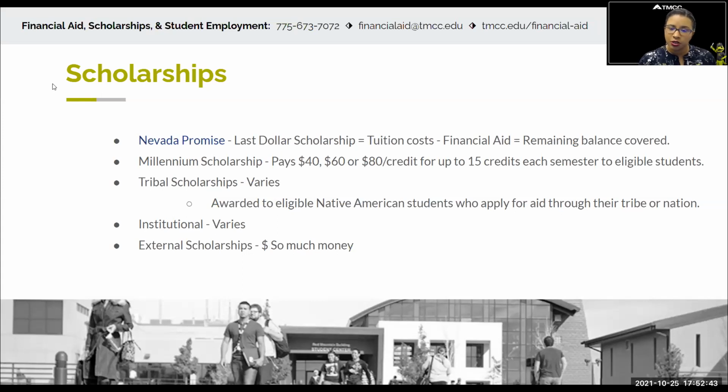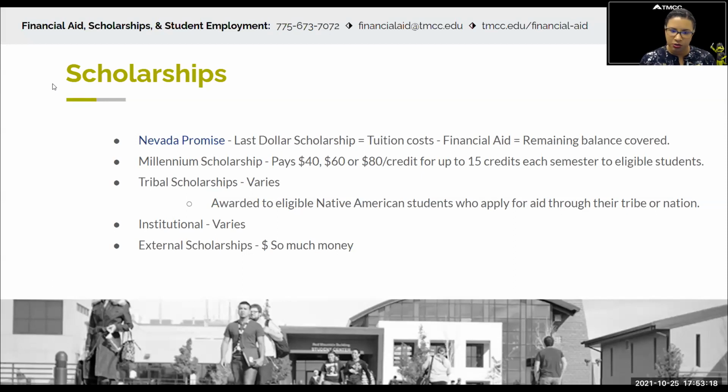Millennium Scholarship is also one of the pieces of financial aid that counts before the Nevada Promise. The Millennium Scholarship pays $40 at community colleges, $60 at universities, and $80 at state schools per credit for up to 15 credits. So at TMCC, if you're working on an associate's degree, you can get up to $600 worth of Millennium Scholarship.